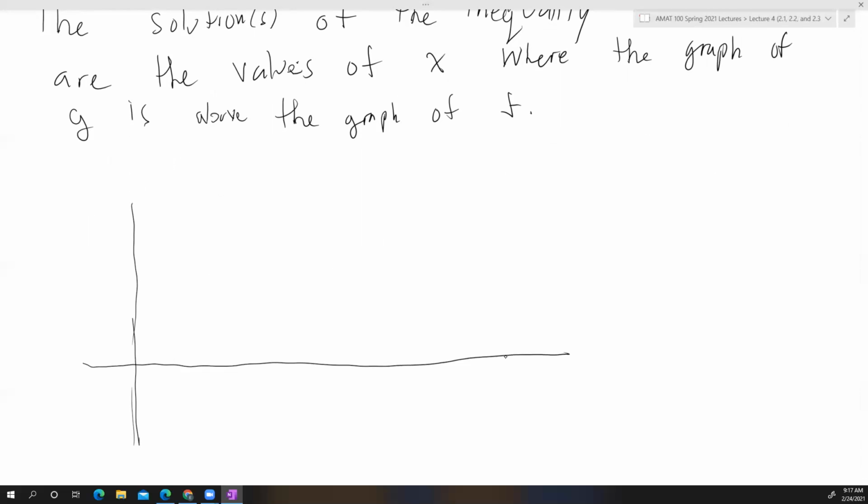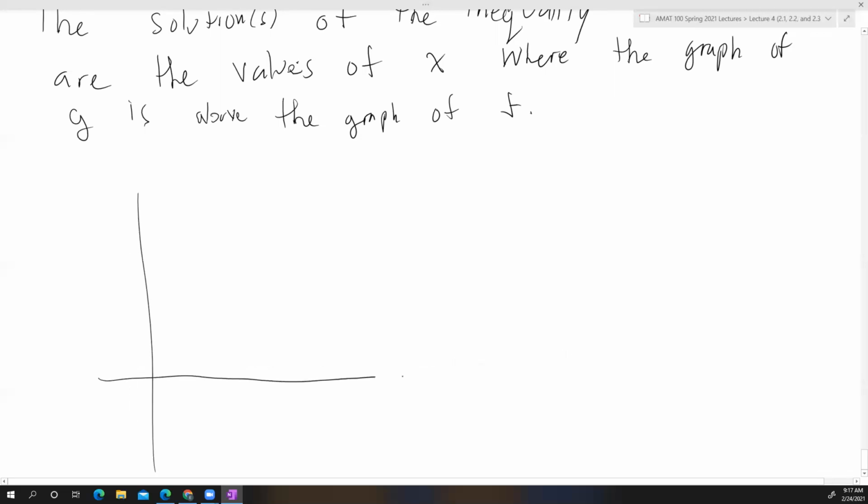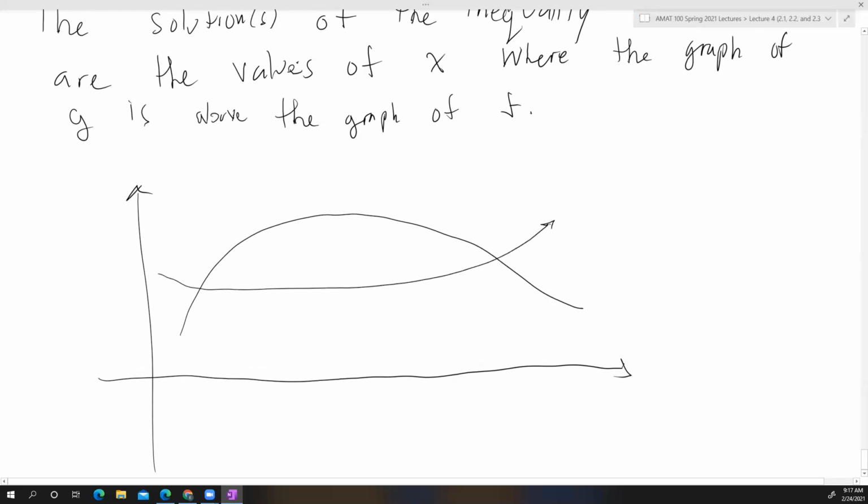Well, actually, I'll just rewrite this. I don't know how to copy it. So say g looks something like this, and f looks something like this. So they intersect at a, and intersect at b. So here's g, here's f. So the graph of g is above f in this region here.